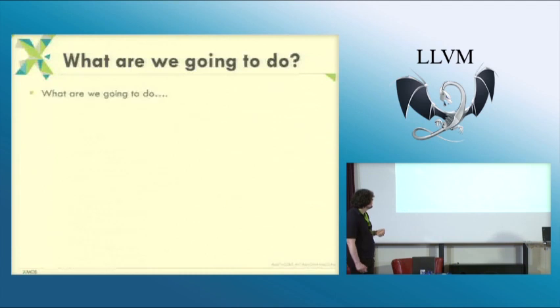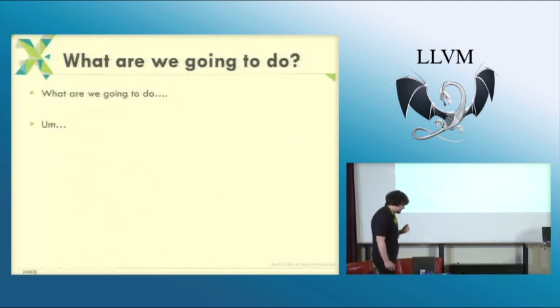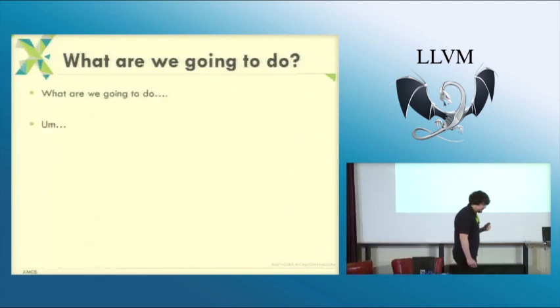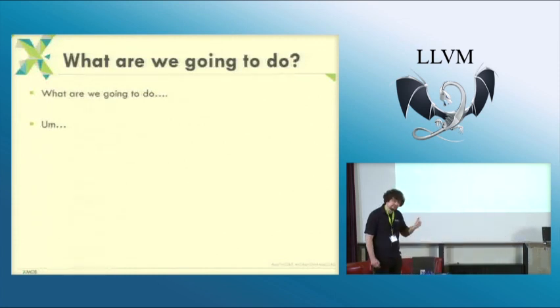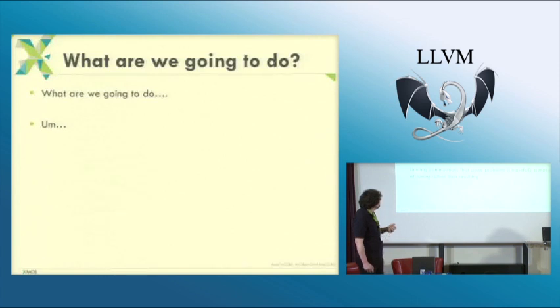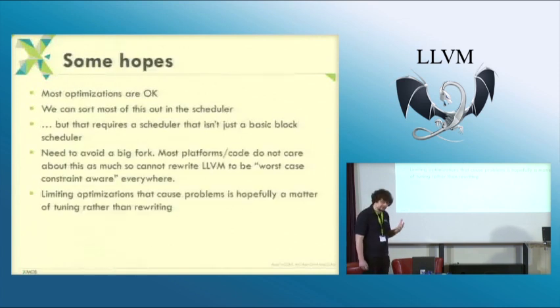What are we going to do about it? I don't know. This is something we're just starting, and we'd really appreciate advice on the way to do this in an upstream-friendly manner. Well, I do have some hopes about things that will make us able to do this within this framework. We're hoping that most optimizations are okay. These code motion ones have pathological cases, but a lot of optimizations are fine for this kind of thing. So we can just ignore those and let them go through.